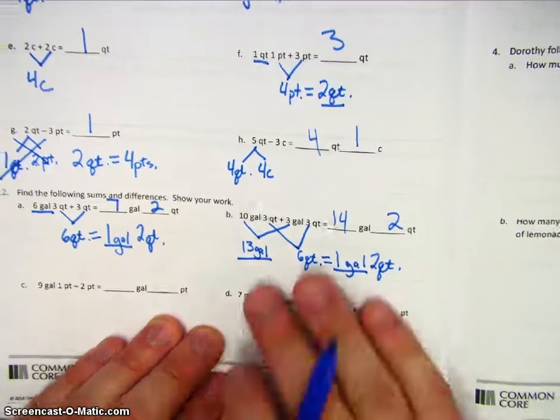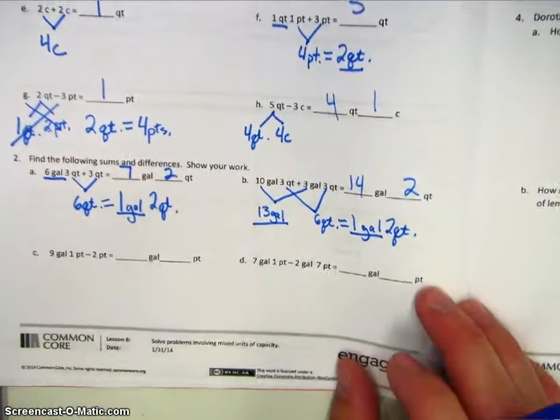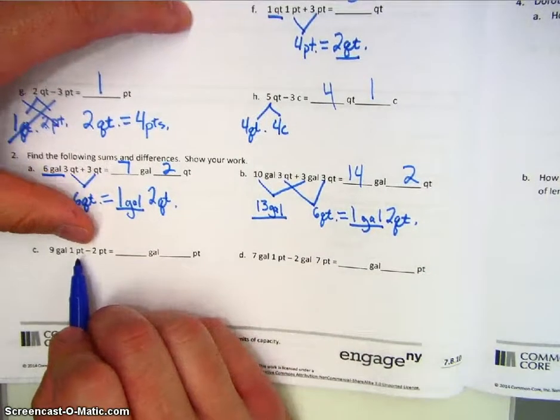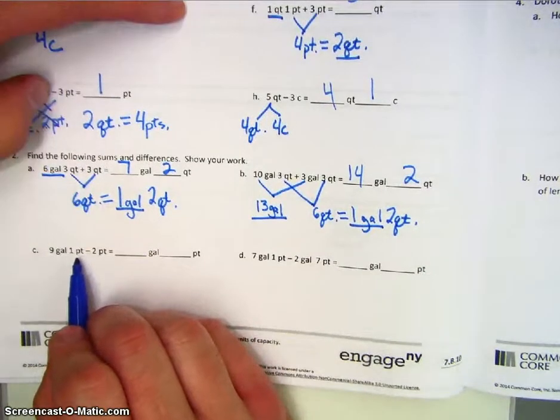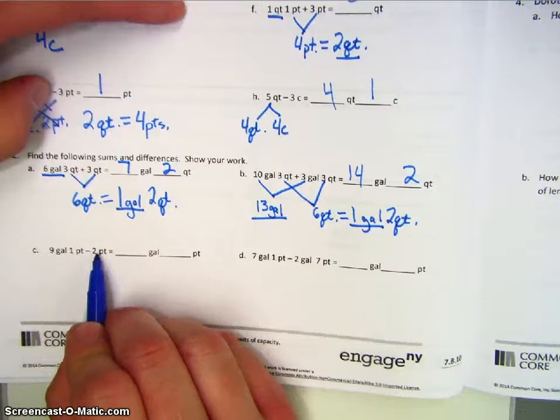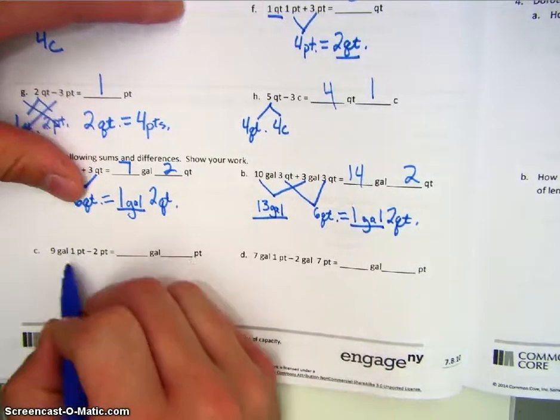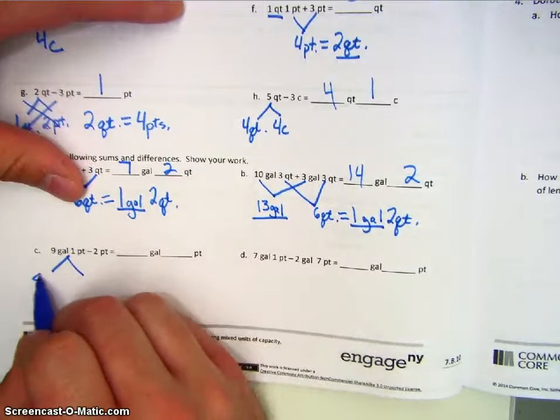Okay. Next, let's do some subtraction. Okay. Now, remember we start with the smallest unit. So in this case, we would start with our pints. Now we see 1 pint minus 2 pints. Okay, well, we're going to need to rename then. So what we're going to do is take off a gallon.